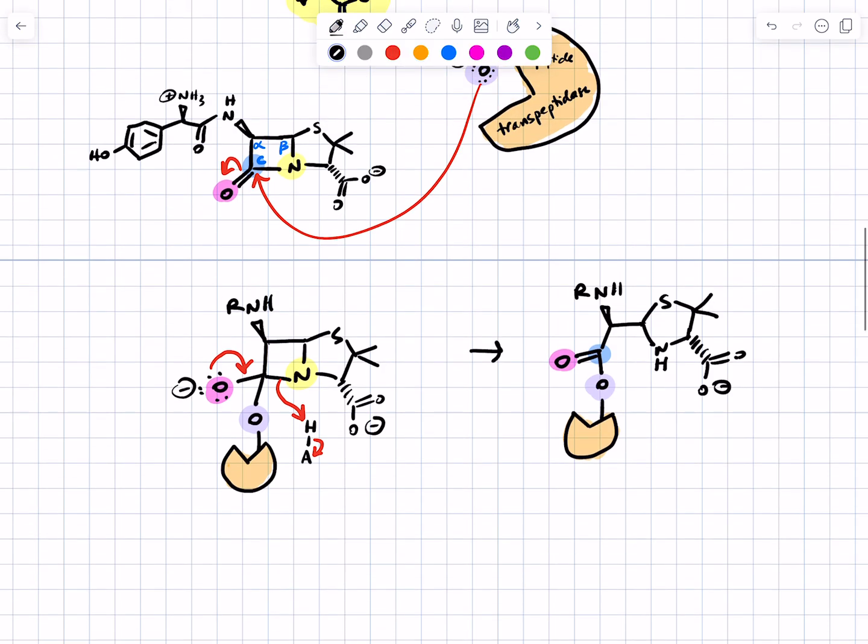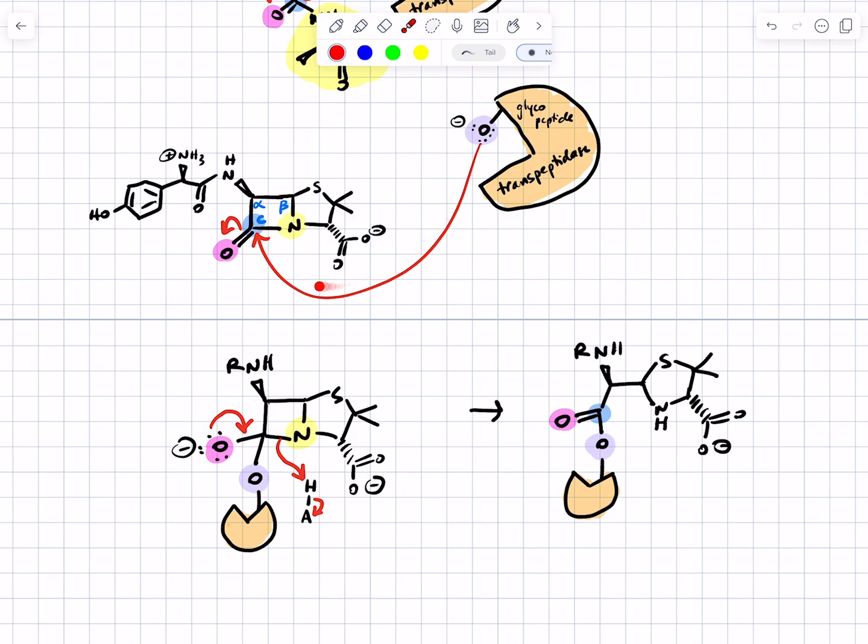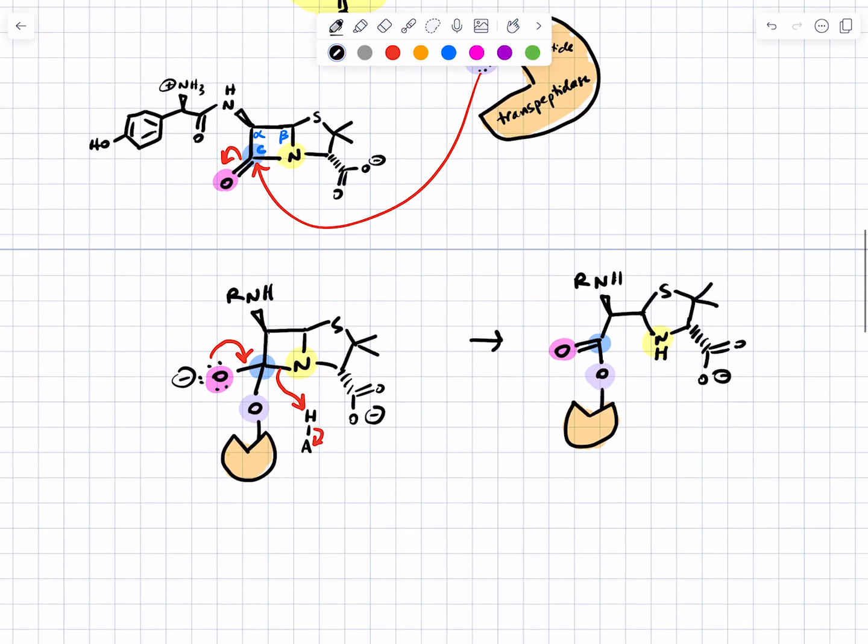Effectively, the enzyme acted as a nucleophile and attacked the carbonyl carbon. We got a tetrahedral intermediate, and then the leaving group left. I'll highlight the leaving group in yellow, sorry. And that's the substitution reaction. That's an acyl substitution reaction. The blue carbonyl carbon used to be bonded to the yellow nitrogen. Now it's bonded to the purple oxygen.